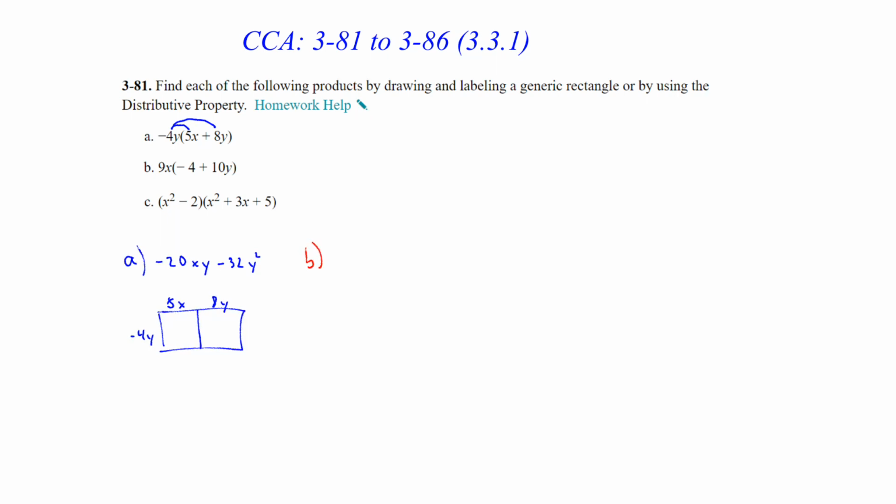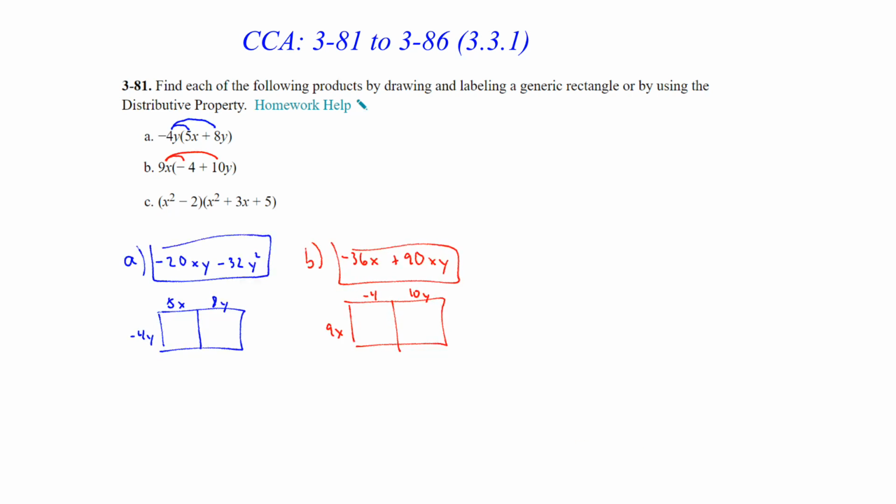On B, same idea. We have 9x times negative 4, so 9 times negative 4 is negative 36. And then it's just x, there's no other variable. And then 9 times 10 is 90. And then x times y is, once again, xy. If you choose to use the generic rectangle, you'll have a 9x and then a negative 4 plus a 10y. So it would look like that, you fill in. But you still have to write your answer in this form. You don't want to just do the generic rectangle and leave it separated into the different rectangles. You've got to make sure you simplify and write the expression when you're done.